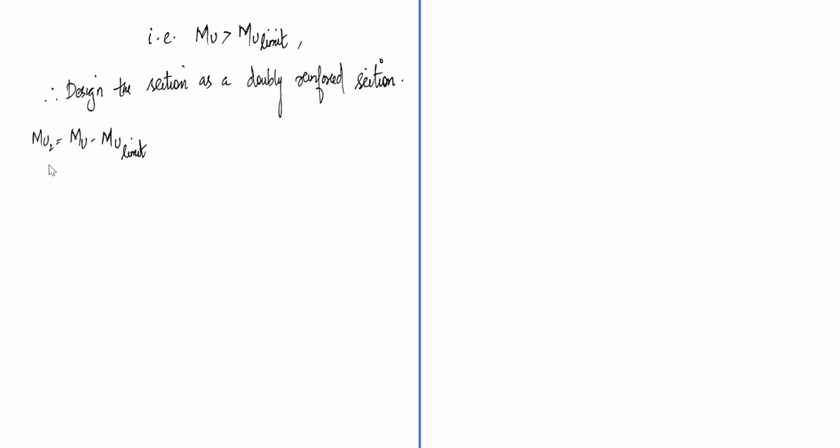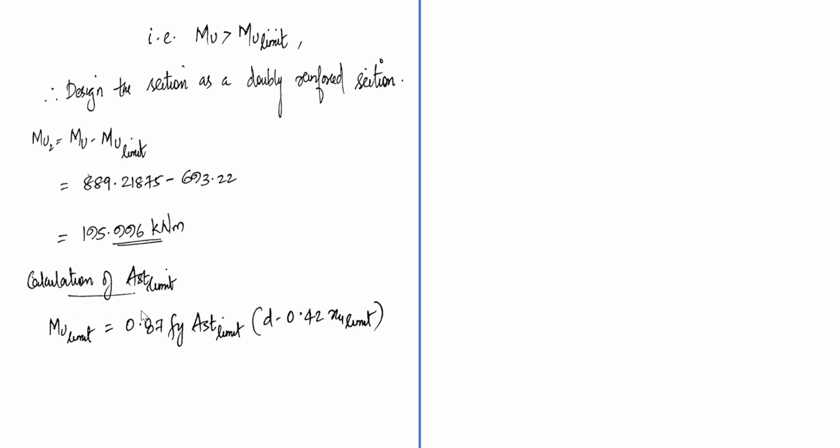So you need to calculate the value for Mu2, that is the additional moment to be resisted, that is Mu minus Mu limit. You'll get that value as 889.21875 minus 693.22, that is 195.996 kilonewton meter. Now for the calculation of Ast limit, you know now the value for Mu limit and Mu2. Now you are going to calculate what Ast limit is required. We have the equation for Mu limit in terms of steel as 0.87 fy Ast limit into d minus 0.42 xu limit.